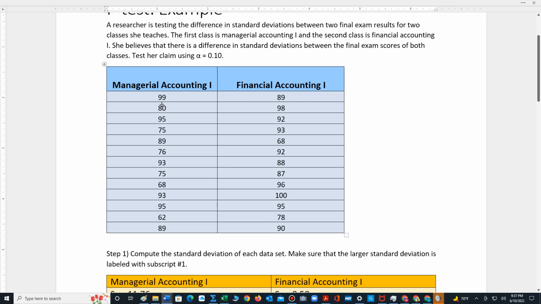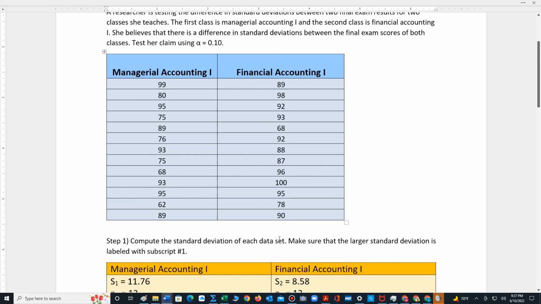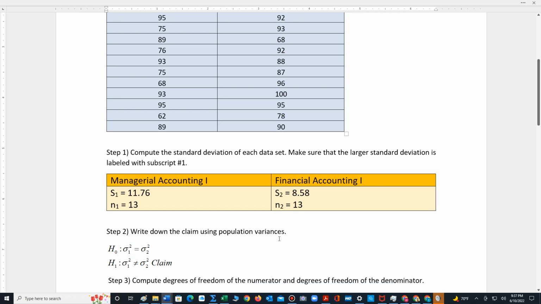Data is supplied for the Managerial Accounting class and for the Financial Accounting class. These are the final exam scores. Step 1, we should calculate the standard deviation for each data set, and we always want to make sure that the larger standard deviation has subscript 1.